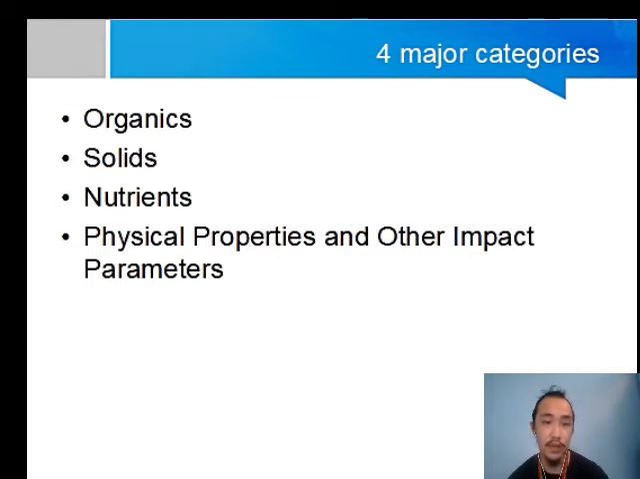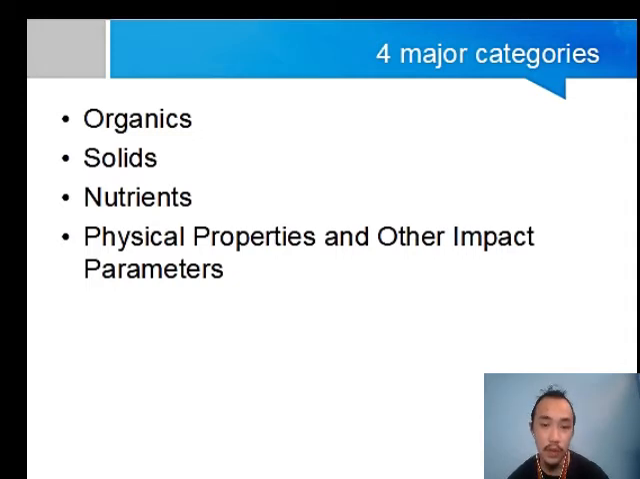So the next one is the solids. Solids is a measurement of the concentration of particulate solids that can dissolve or suspend in wastewater. Examples are total suspended solids, total dissolved solids, total volatile solids, and total fixed solids. The next one is the nutrients. Nutrients is a measurement of the concentration of targeted nutrients like nitrogen and phosphorus that can contribute to the acceleration of eutrophication, which is the natural aging of water bodies.